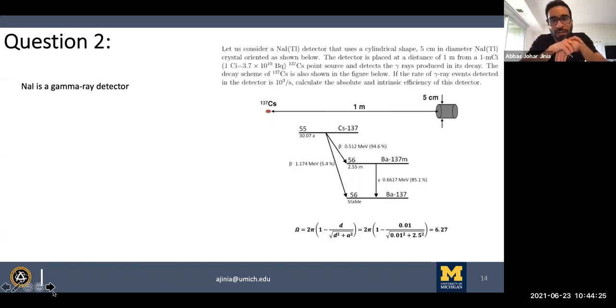And I have another question for you. This one is on efficiency. Again, we have a sodium iodide detector and a cesium-137 source, and the detector and source are separated by 1 meter. I want to calculate the absolute and intrinsic efficiency of this detector. Now this one is a little bit tricky, so I want everyone to think about this and then we will go on. So how about we take, let's say, 3 minutes.